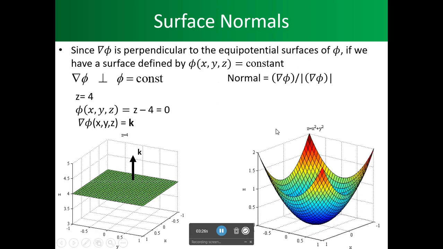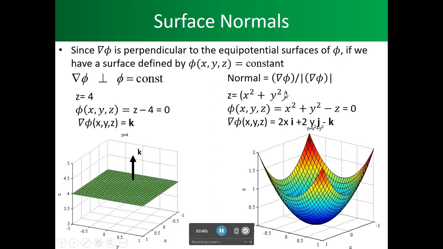Let's look at another example. Let's look at z equal to x squared plus y squared. Okay? This is what our curve looks like. So, we have z is equal to x squared plus y squared. What is our phi? Okay, we're going to set this equal to 0, so it's x squared plus y squared minus z equals what? 0.